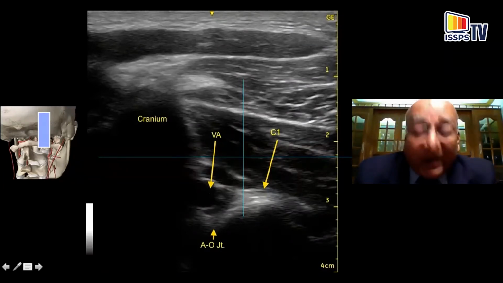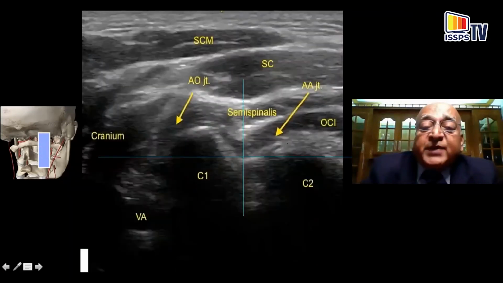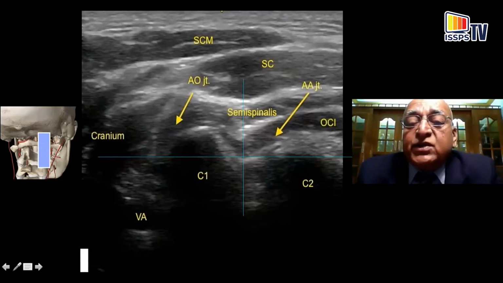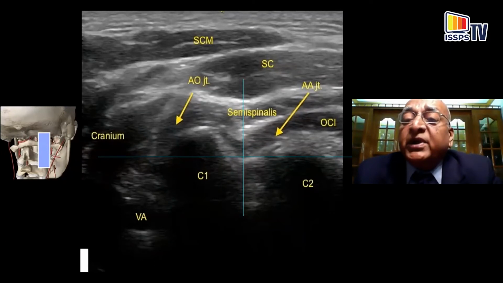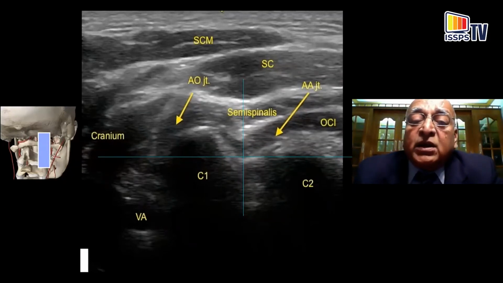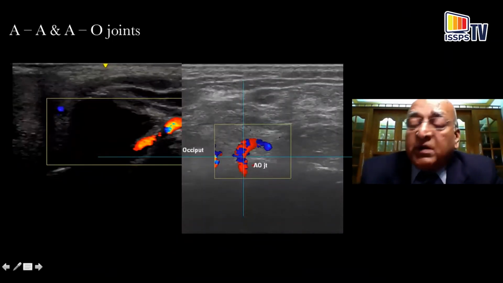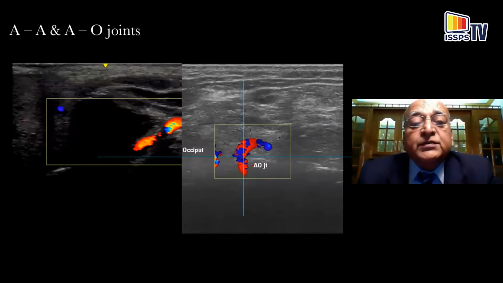And similarly, when you go to the atlantoaxial joint, which is between the C1 and C2, you again want to check for the vertebral artery, which is more likely to be on the lateral side of the joint. These are demonstrations showing you the location of the vertebral artery at these two locations.